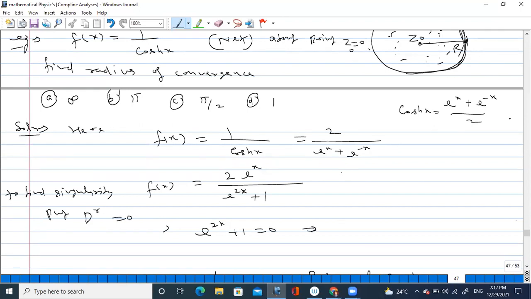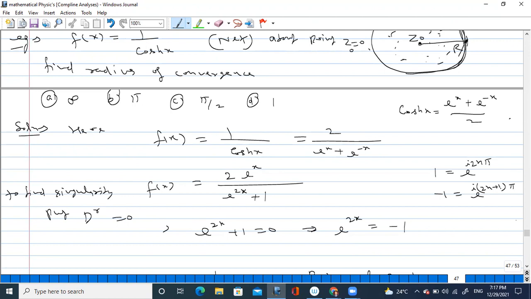This implies e to the power 2x equal to minus 1. Understood? Now for minus 1, on the first day of this complex analysis, I told you what we have to write for 1. For 1, we have to write e to the power 2n pi. And for minus 1, what you have to write? e to the power 2n plus 1 pi. I also remember this?